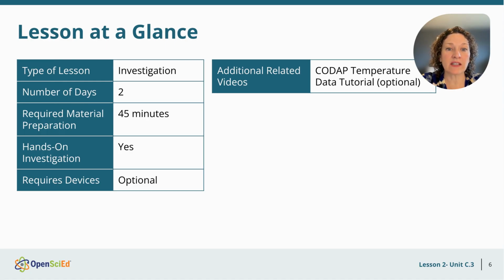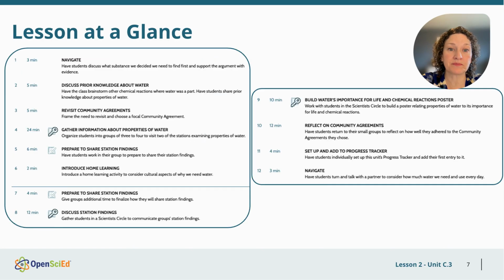Station 6 has an alternate activity that has the students using the CODAP data, which must be accessed on their device rather than the seasonal city temperatures data printouts. The directions are included on the last page of the water properties investigation. If you use the CODAP option, be sure to print those directions and check out the optional video.